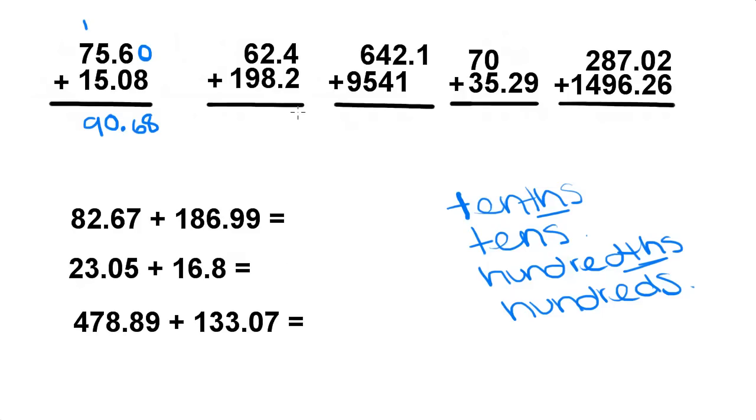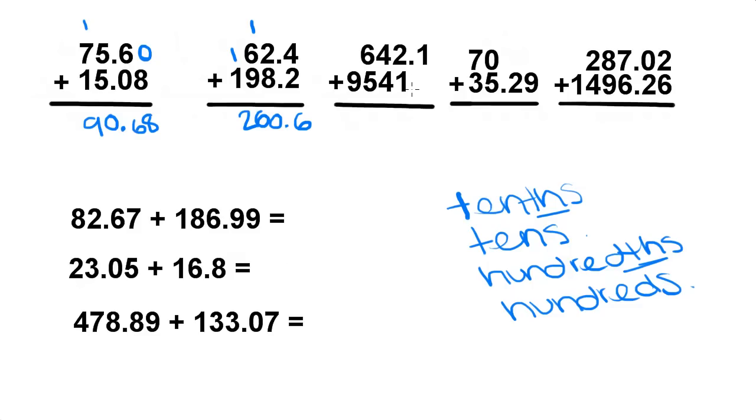So over here we do the same exact thing. 4 and 2 is 6. Bring down the decimal point. 8 and 2 is 10. Placeholder, carry over the 1. 9 and 1 is 10 plus 6 is 16. Carry over the 1, bring down the 6. And 1 and 1 is 2. It's a different color.